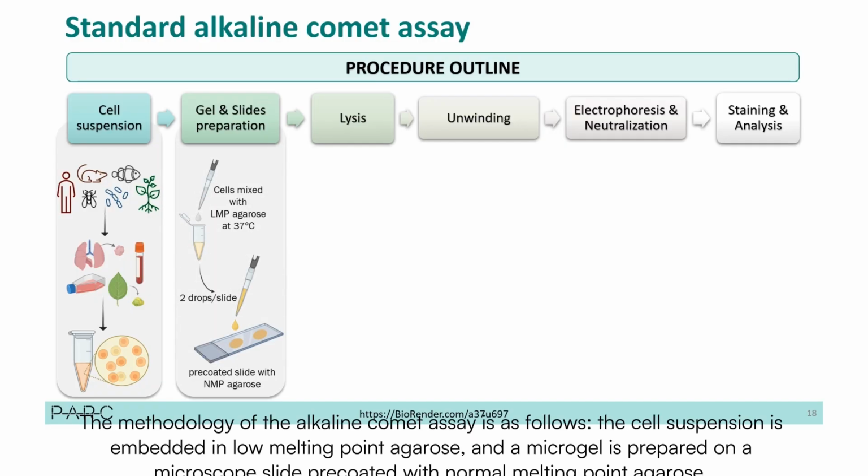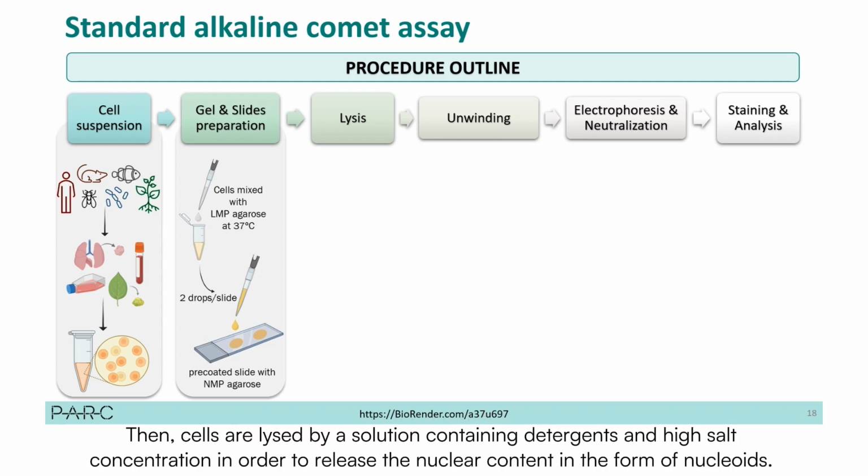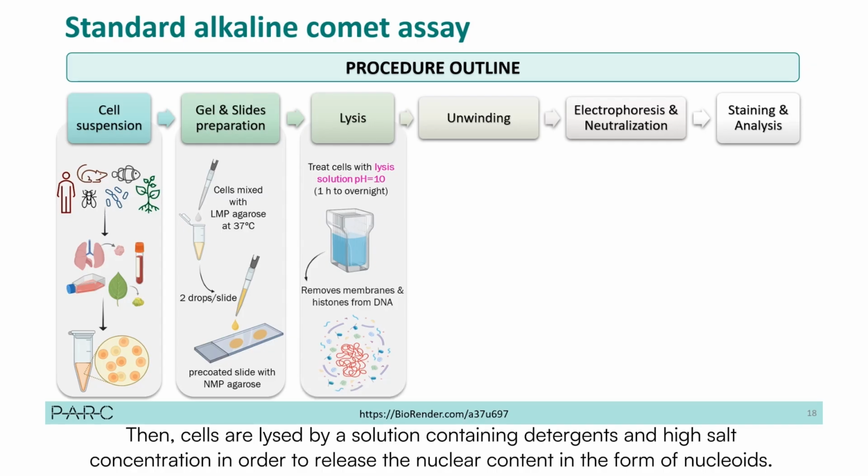The methodology of the alkaline COMET assay is as follows. The cell suspension is embedded in low melting point agarose, and a microgel is prepared on a microscope slide pre-coated with normal melting point agarose. Then, cells are lysed by a solution containing detergents and high salt concentration in order to release the nuclear content in the form of nucleoids.